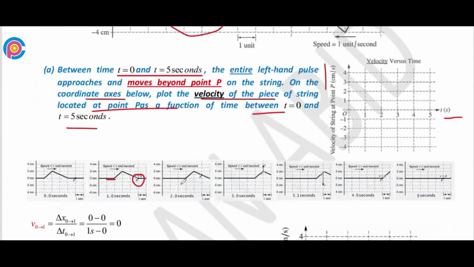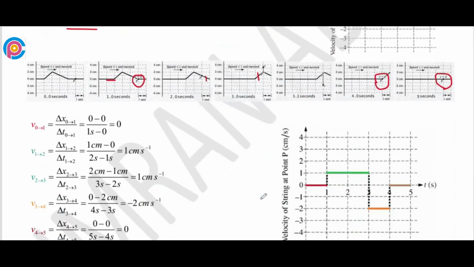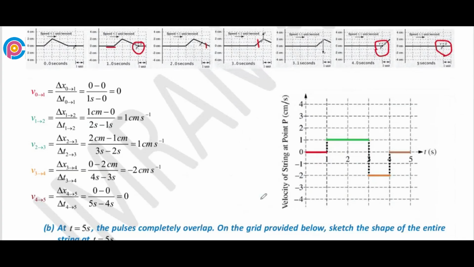In the next second, when the pulse moves ahead, point P moves 1 unit up, and at 3 seconds it has moved 2 units up, 2 blocks up. Then at 4 seconds it moves downward, and after 4 seconds it is back at its original position. After 5 seconds it will again be at its original position. Now we have to discuss step by step what happened.